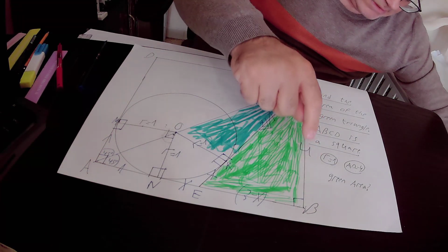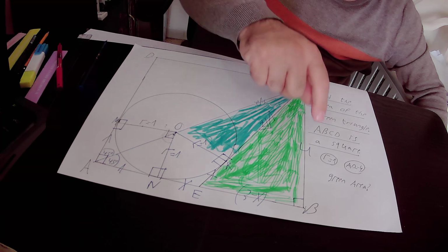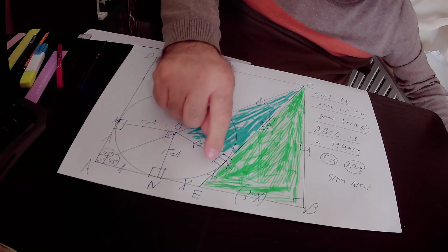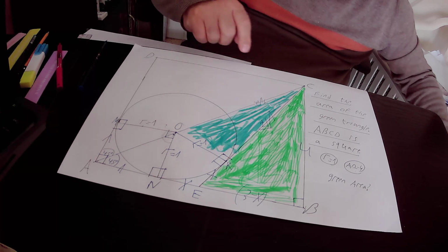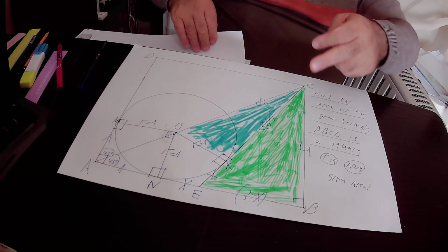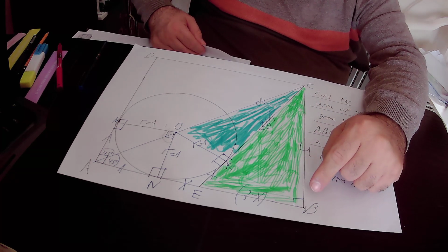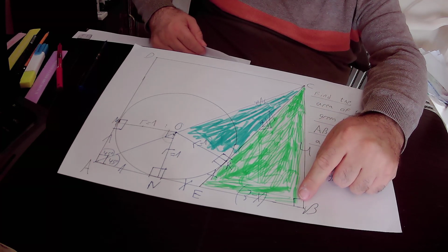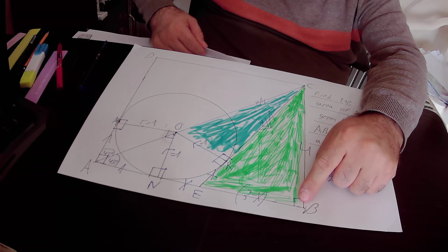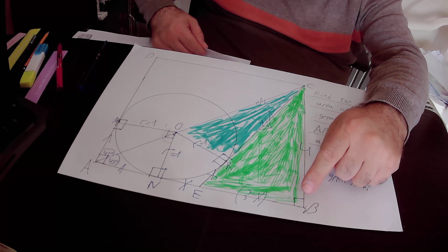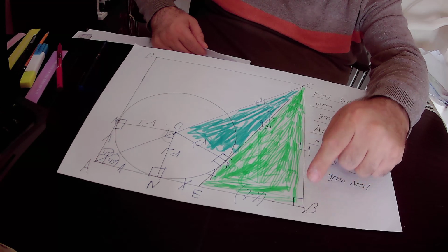BC is one side of square ABCD, therefore it equals 4 units. And we already found that CE equals square root of 17 plus X. Then we implemented the Pythagoras theorem. The green triangle has a right angle, because this angle is one of the four angles of square ABCD. All the angles inside the square are right angles. Therefore, the green triangle CBE is a right triangle.